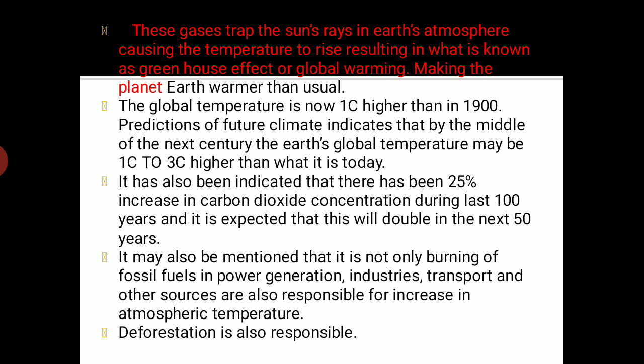It also indicates that there has been 25% increase in carbon dioxide concentration. That means કાર્બન ડાયોક્સાઇડના કન્સન્ટ્રેશનમાં એમાં 25% વધારો થયો છે in the last 100 years, right? So that is actually alarming thing, that more the release of such kind of gas, more would be the global warming, and that will actually affect our planet. It may also be mentioned that it is not only burning of fossil fuels in power generation, industries, transport and other sources are also responsible for the increase in atmospheric temperature.